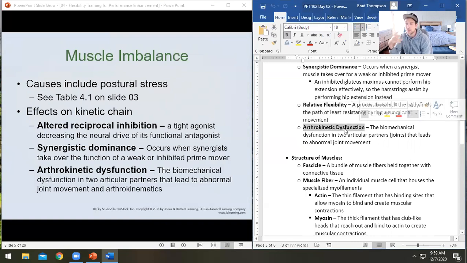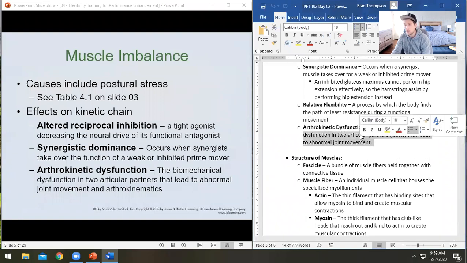Arthrokinetic is, remember, arthro stands for joints and bones. Kinetic stands for movement. So this is joint movement dysfunction. Your joints move in a way they're not supposed to. So the biomechanical dysfunction of two joints that leads to abnormal joint movement.